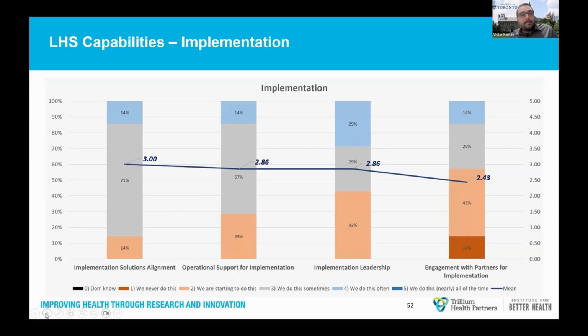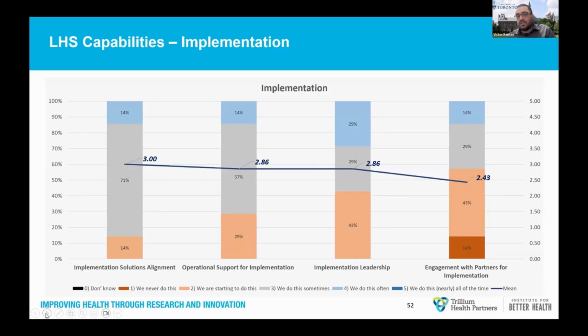The third stack bar is about leadership. So whether or not leadership provides the adequate resources, but also accountability, incentives, time availability. So whether or not that leadership, both the quote unquote soft and hard aspects of leadership, are there to support implementation. That's a 2.86. So in all of these, we're sort of in between starting to do this and doing this sometimes, which I think is a little lower than our poll indicates here.